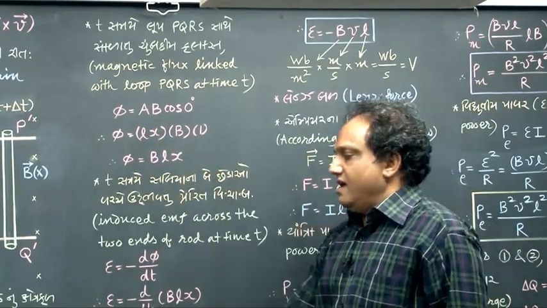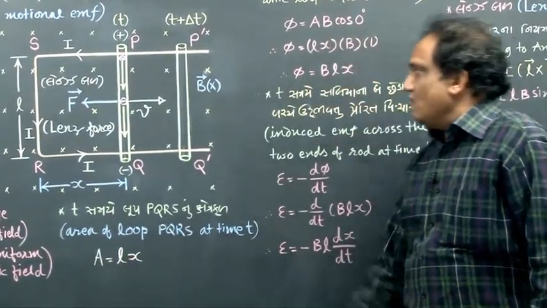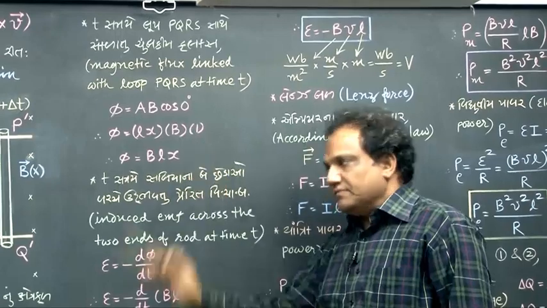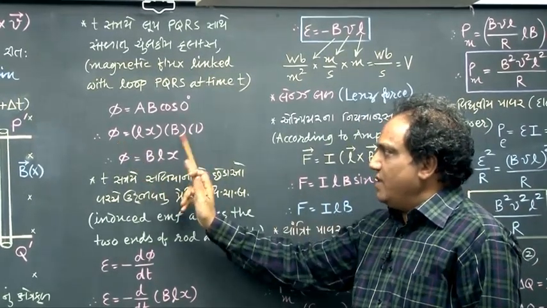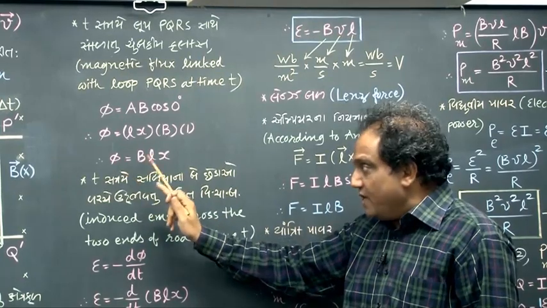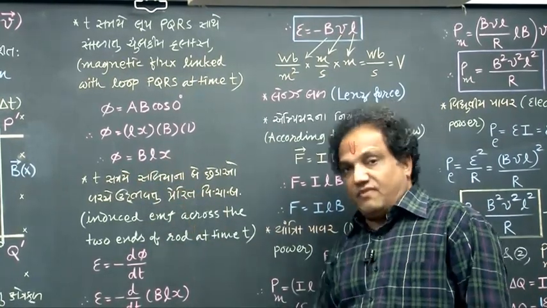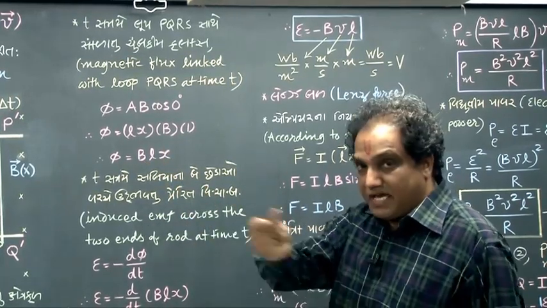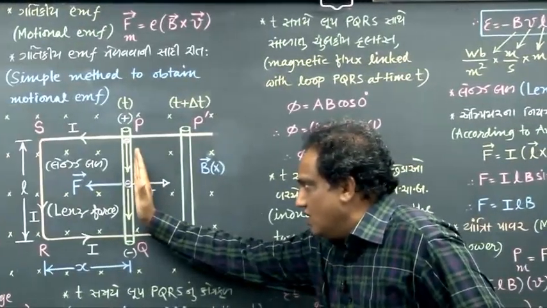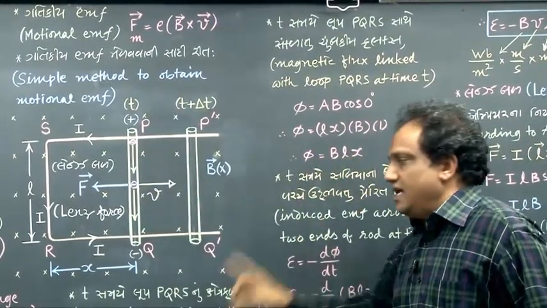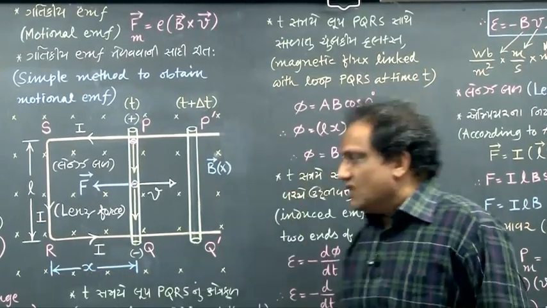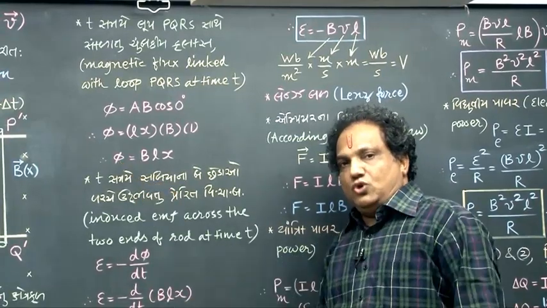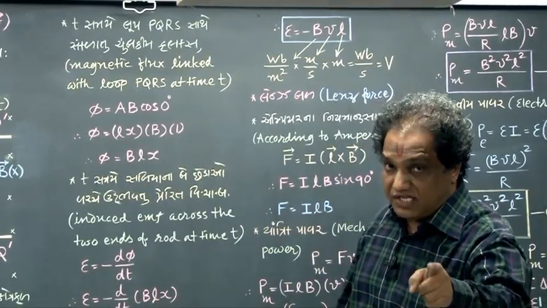And the value of A is how much? L into X. So it is L into X into B into cos 0 degrees, which is 1. And now tell me, phi equals BLX. Tell me in this formula, B is constant, L is also constant. But as time passes on, this conducting rod is moving towards the right hand side. So naturally, X will keep on increasing. When X is increasing, naturally, magnetic flux will increase. You don't have to bother whether magnetic flux is increasing or decreasing.